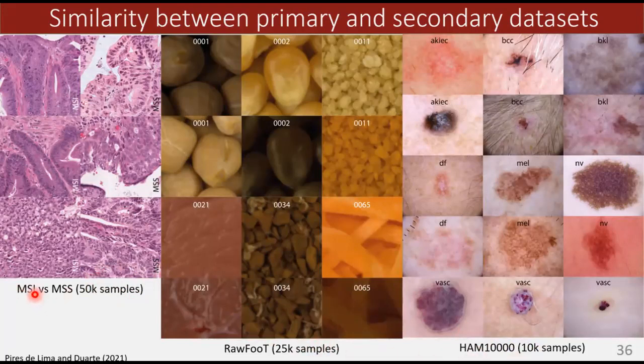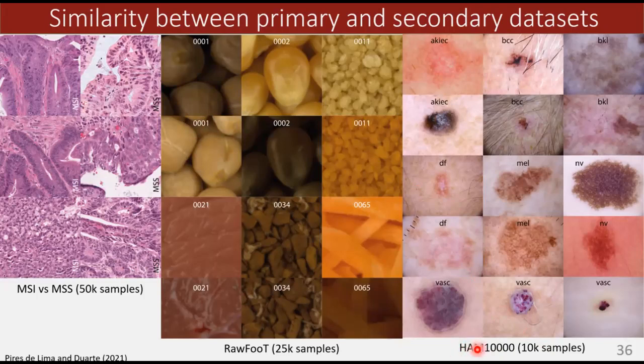We have the first one here, MSS versus MSI versus MSS. These are actually thin sections as well, but these are histopathological images. I don't know very much about cells, but these are cell nuclei. Then we have the raw food texture data set with 25,000 samples. These are simply images of raw food taken under different lighting conditions. So this is chickpea, this is also chickpea, but the lighting is different here.